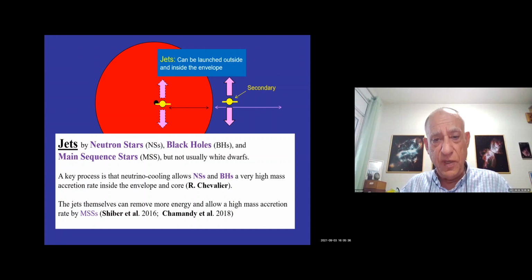because of neutrino cooling. In the case of main sequence stars and also neutron stars and black holes, the jets themselves can also remove energy and allow accretion at a high rate, and we will hear about it in the coming session. Luke Chamandi and collaborators pointed this out as well.